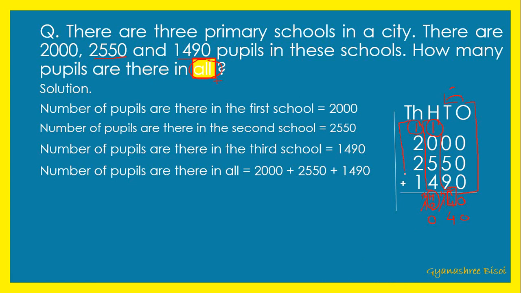Now I will move to thousands place and I will add the digits which are below thousands place. 1 plus 2, that becomes 3. 3 plus 2, that becomes 5. 5 plus 1, that becomes 6. So I will write 6 below thousands place. Okay, and this is the sum, 6040.